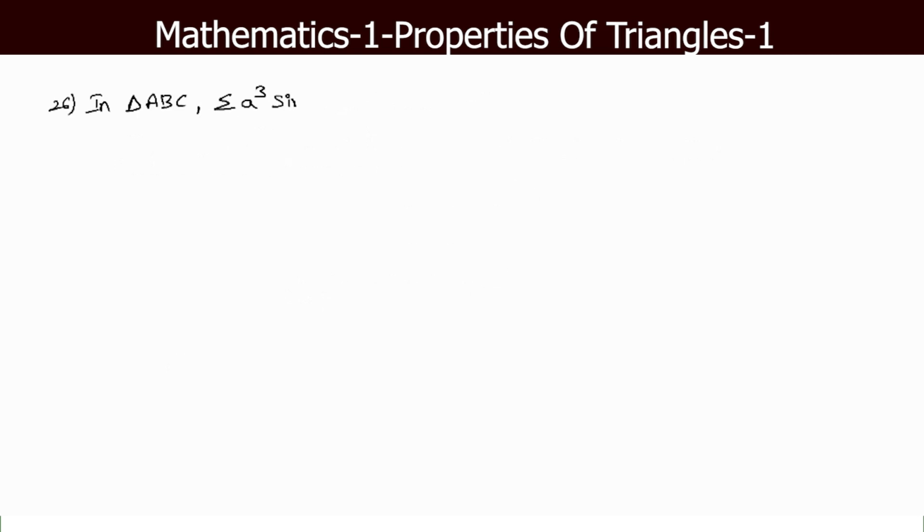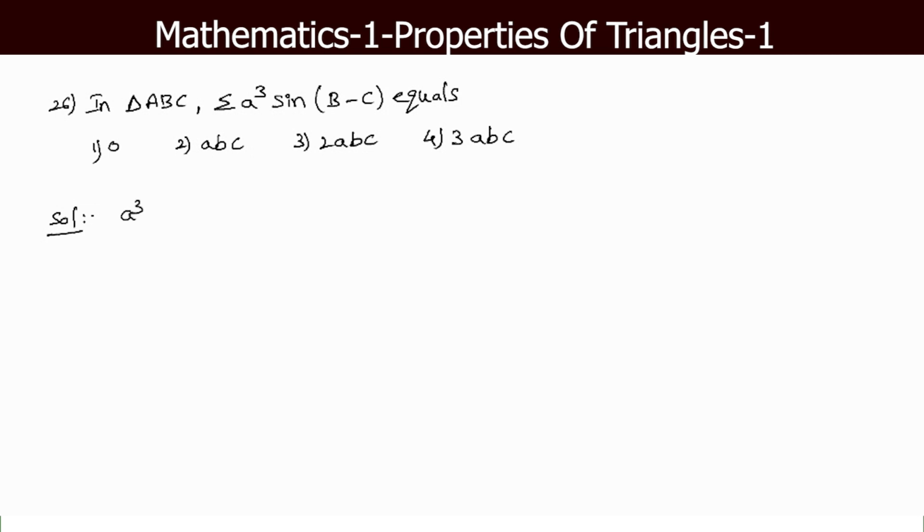26. In triangle ABC, sigma a cubed sin(B minus C) equals... This is an important problem, even though it is a little bit lengthy in verification. If you replace sine with cosine, that will be a little bit lengthy. I will tell you. So here, a cubed sin(B minus C) you take.